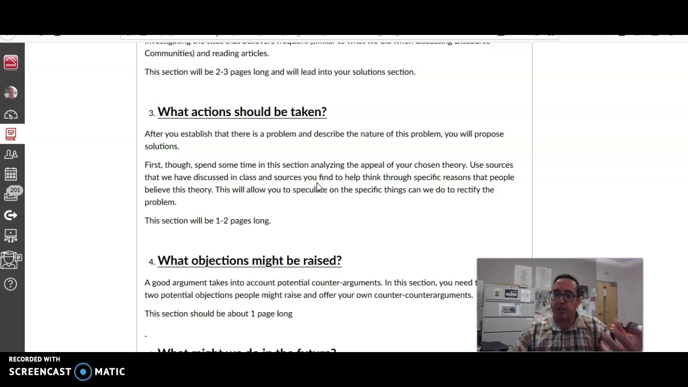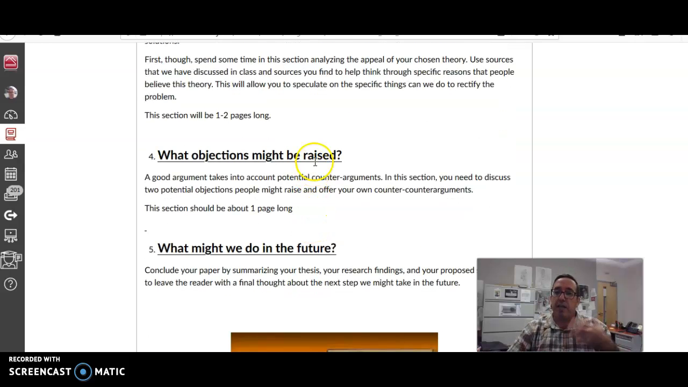And you can use some of the resources we've used in class. You can go back to Hofstadter, some of the other articles, the one, Oliver and Wood, where they're looking at conspiratorial ideation and who believes in these things, right? You can use all these sources to think about why people believe in this specific theory. You can try to apply some of those ideas, right? And then think about specific things we can do to rectify the situation.